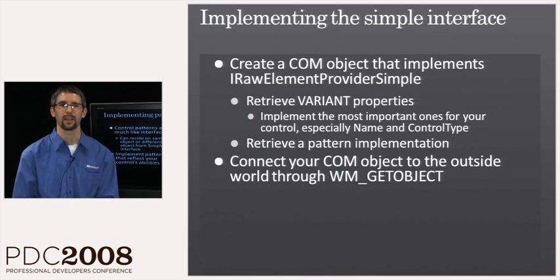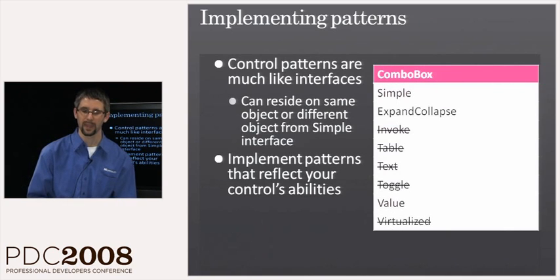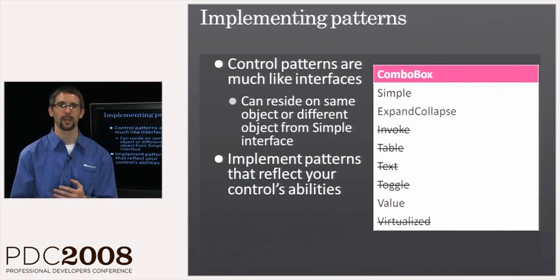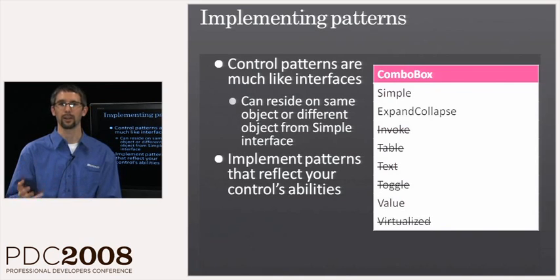Beyond the simple interface, the other main thing you need to do is implement patterns to the degree that they make sense. As I said, control patterns are like object orientation for UIA. And on the provider side, they are exactly interfaces. They're just interfaces on your object. Actually, they're interfaces on some object. So when you get a query for invoke pattern, you return a pointer to something that implements the invoke interface. That could be on the same object that does the simple interface. It could be on a different object if that works better for whatever you're doing.